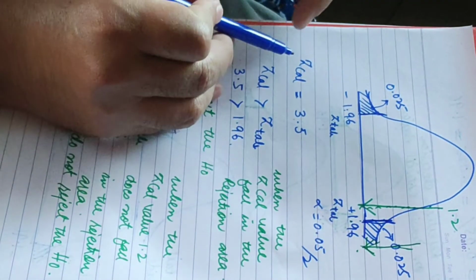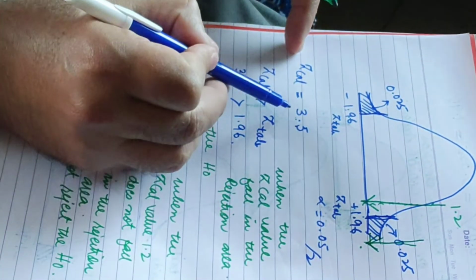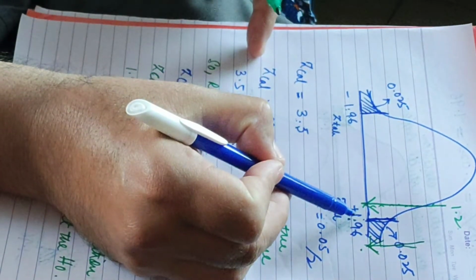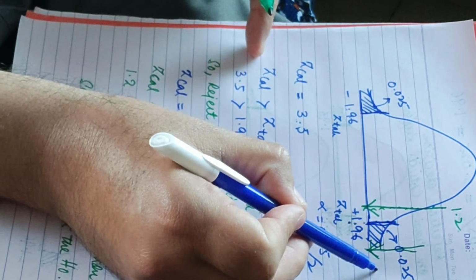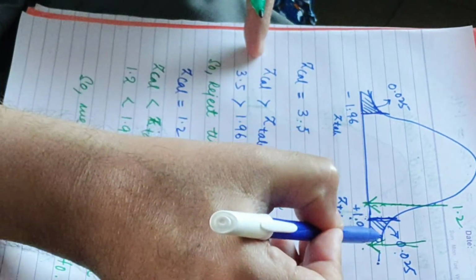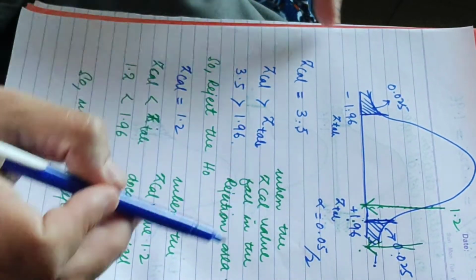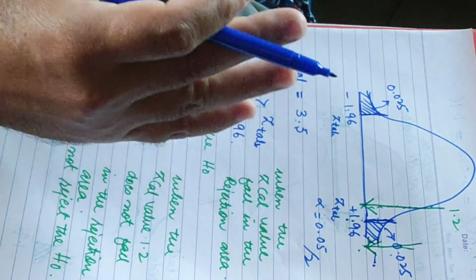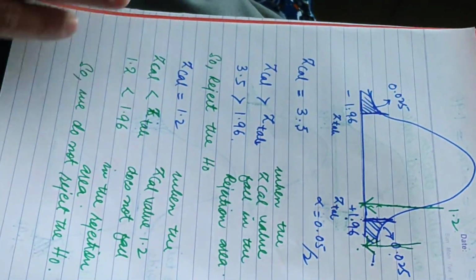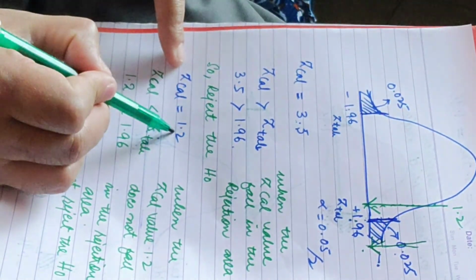Now suppose the z calculated value comes up as 3.5. You know 3.5 is greater than 1.96, so definitely 3.5 will fall on this side, in the rejection area. When the z calculated value falls in the rejection area, then we reject the null hypothesis. When we reject a null hypothesis that is actually true, it is called the type 1 error.